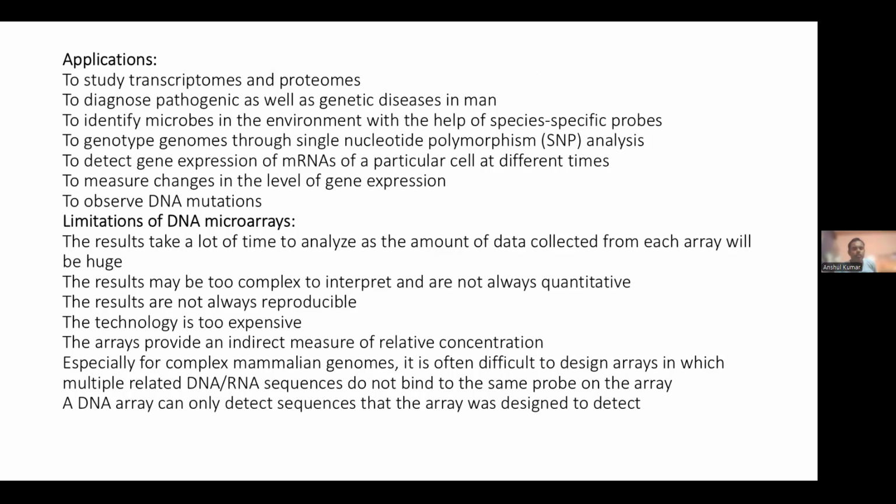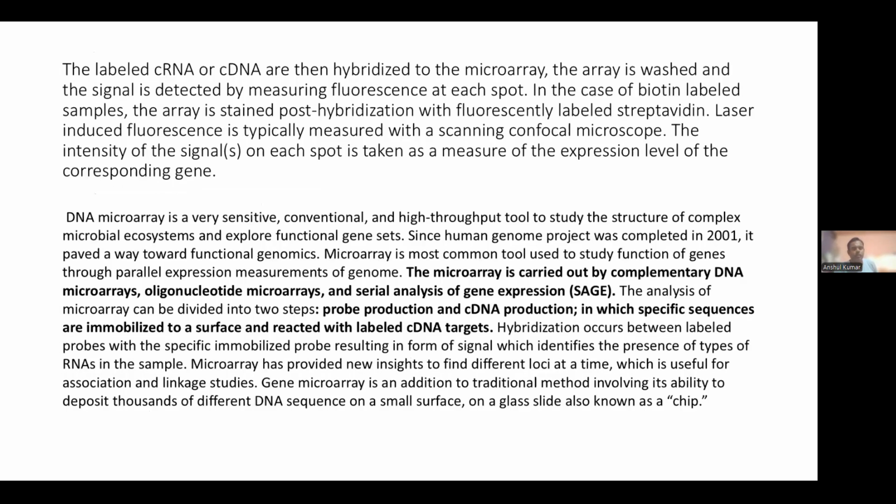Now, they also have some limitations. It takes a lot of time to analyze, as the amount of data collected from each array is huge. The results may be too complex to interpret, as we see different color spots, so it becomes a little difficult to interpret them. The results are not always reproducible. This technology is too expensive. The array provides an indirect measure of relative concentration. So these are some of the limitations.